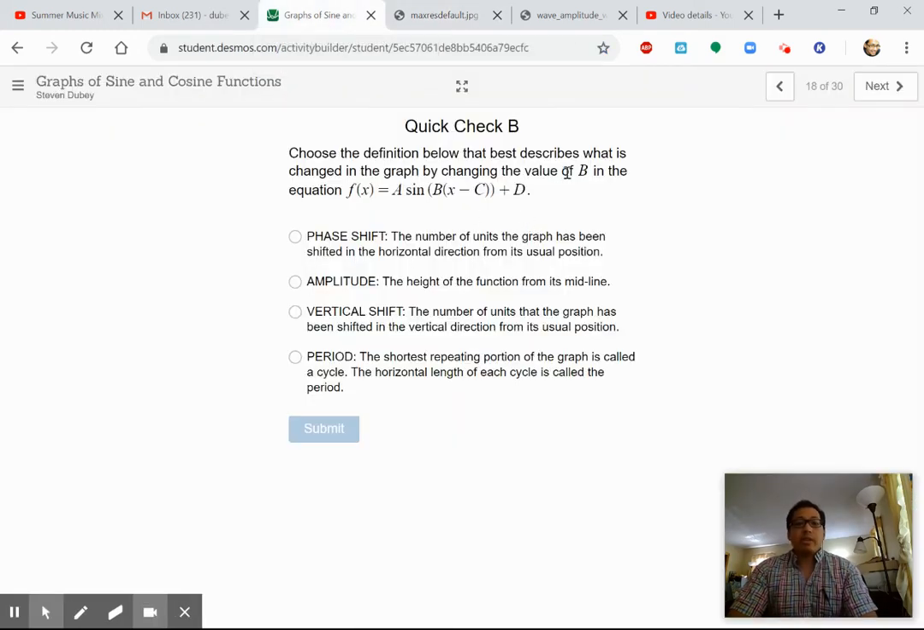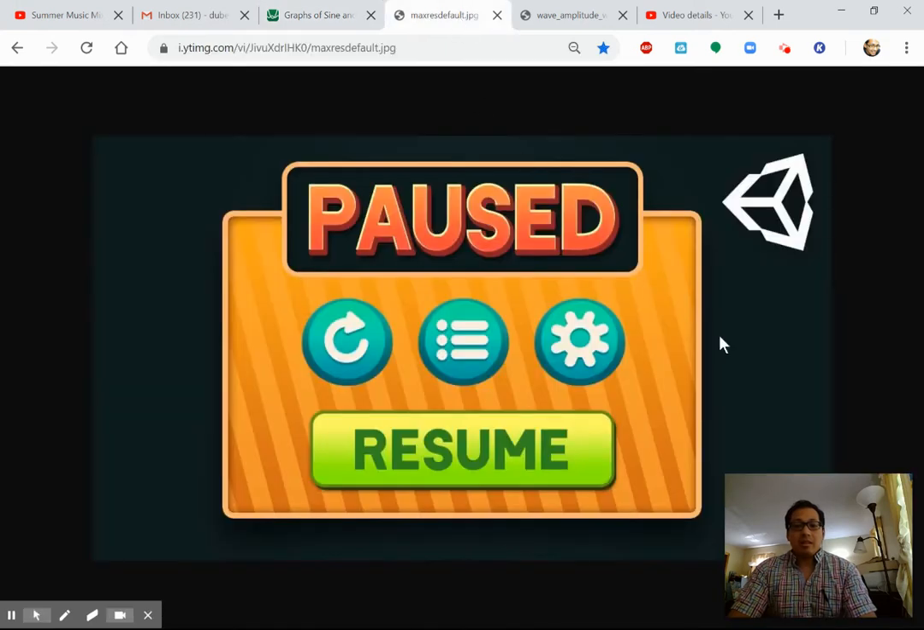Okay, so here's quick check B. What does changing B do to the graph? Which of the four vocabulary words did it change? See if you can figure that out, and then a quick pause.